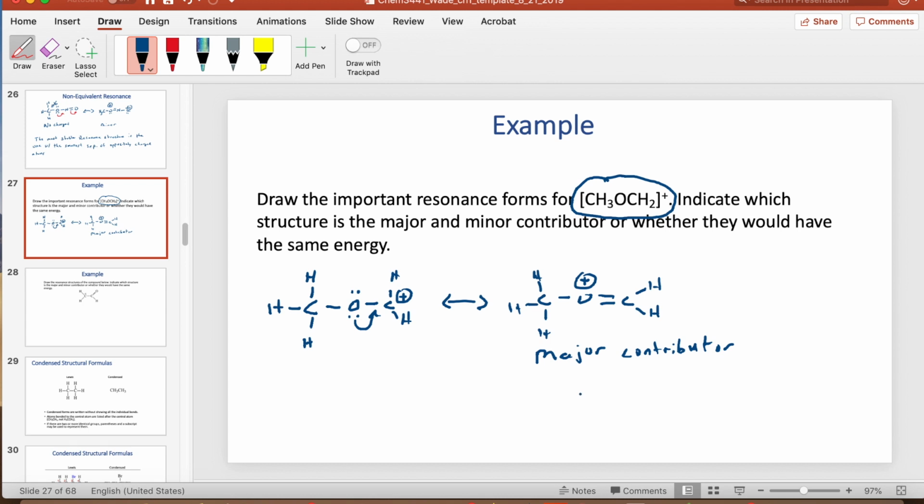So why would that be? Well, basically this means that everyone in this structure has a full octet. So this one would then be the minor, and the reason for this is all full octets, which was one of the big rules that we had at the beginning. So the fact that this one has complete octets makes this the most important resonance structure.